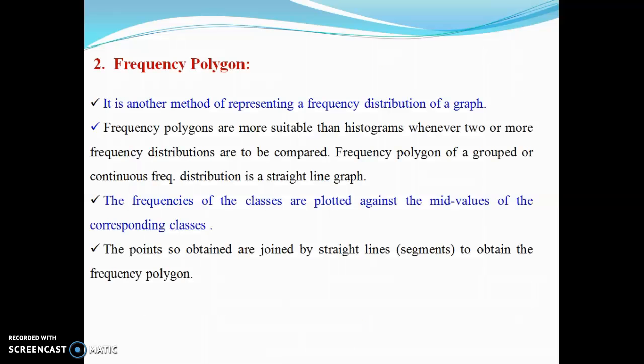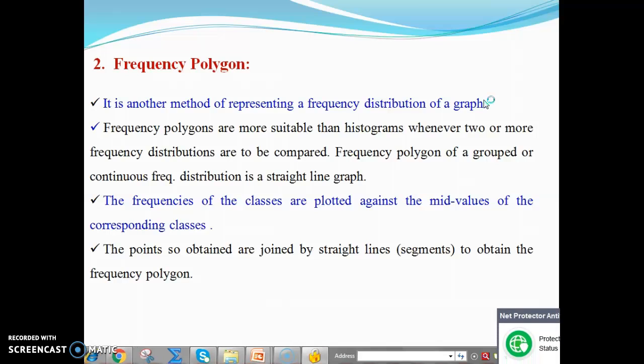Now we are going to discuss the next topic, that is frequency polygon. A frequency polygon is the curve obtained by joining the middle points of the tops of the rectangles in a histogram by straight lines. Mid values are taken on the x-axis and frequency on the y-axis to draw this graph. Successive points are joined by line segments.